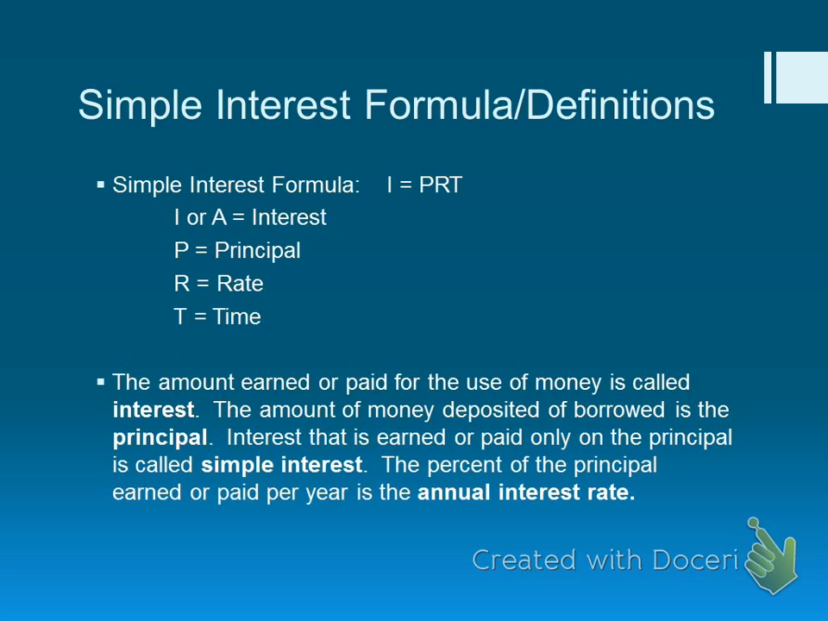All right, so the first thing you need to know is, what is the simple interest formula? Okay, so you need to make sure you write this in your notes. The simple interest formula is I equals PRT. You are going to see sometimes that the letter A is given for this value. So you're either going to see the variable I or A to represent interest. P represents principal. R is the rate. And T is the time.